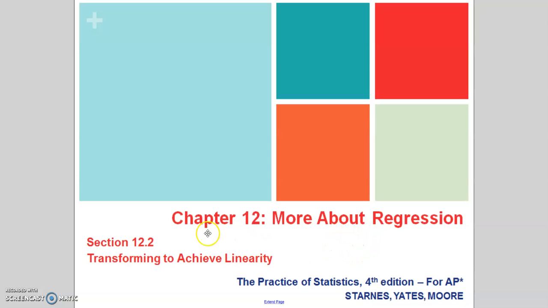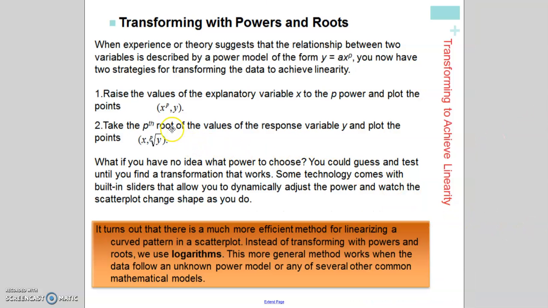Welcome back. Today we're going to continue section 12.2 talking about transforming to achieve linearity. So where we left off yesterday, we looked at two different ways to deal with power models. And then I did highlight that we are going to start talking about logarithms.